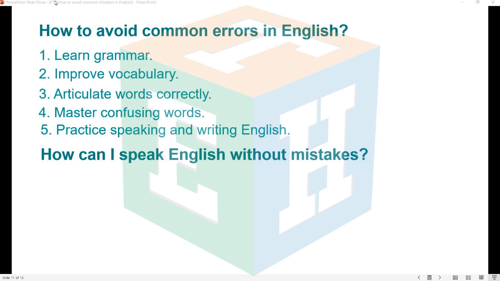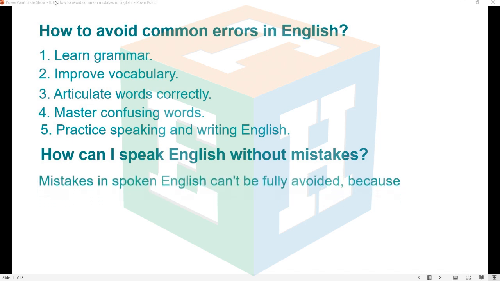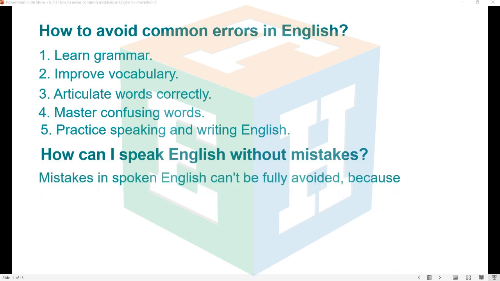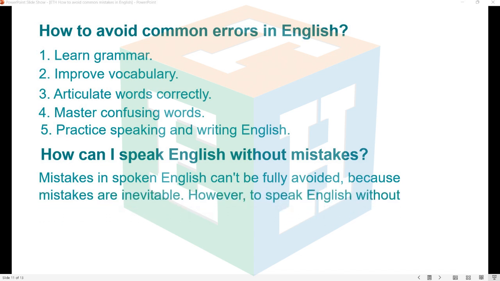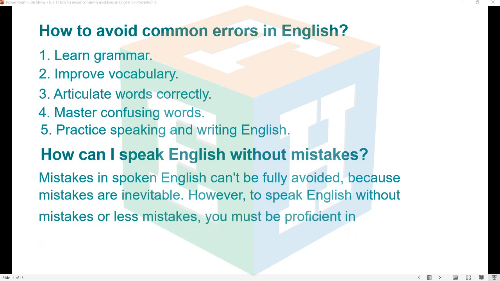How can I speak English without mistakes? Mistakes in spoken English can't be fully avoided because mistakes are inevitable. However, to speak English without mistakes, or with fewer mistakes, you must be proficient. You must be proficient in vocabulary, pronunciation, and grammar.